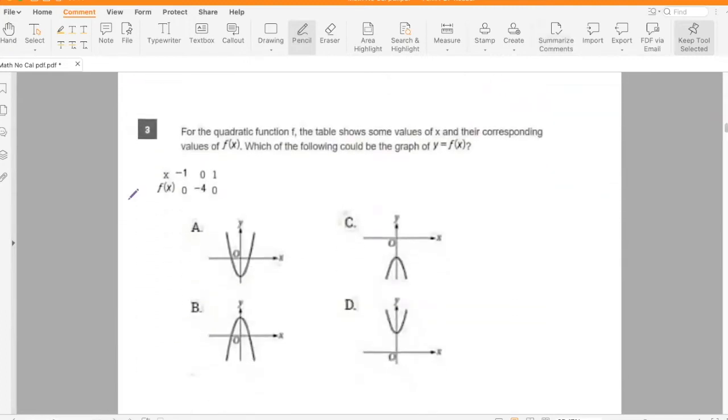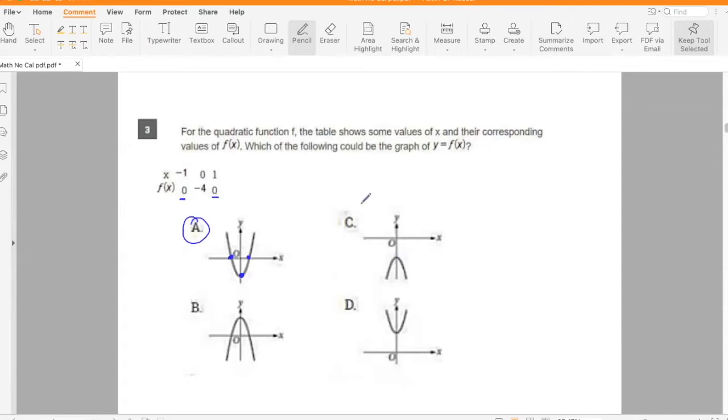For the quadratic function f, the table shows some values of x and their corresponding values of f(x). Which of the following could be the graph of y is equal to f(x)? So we see that the x-intercepts are -1 and 1 because the function becomes 0, and the y-intercept is -4. So in this case, the x-intercepts are -1 and 1 and the y-intercept is -4. So this is my answer.